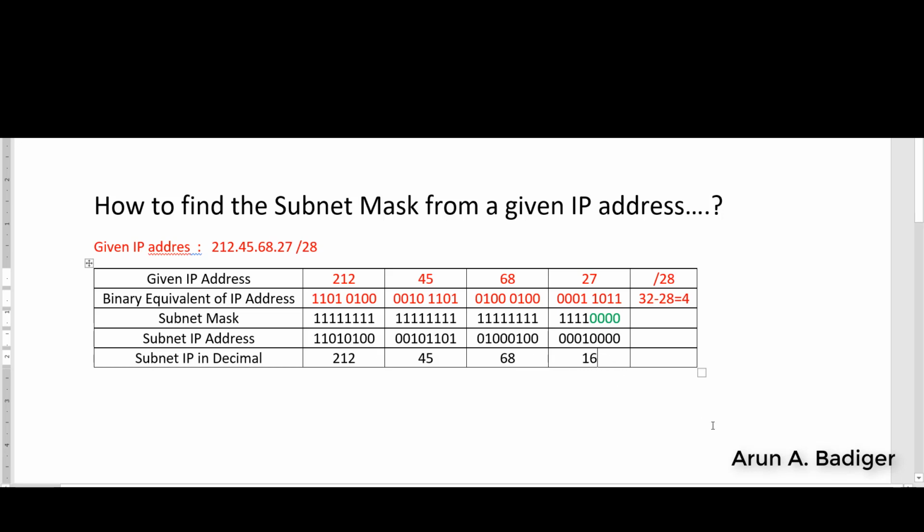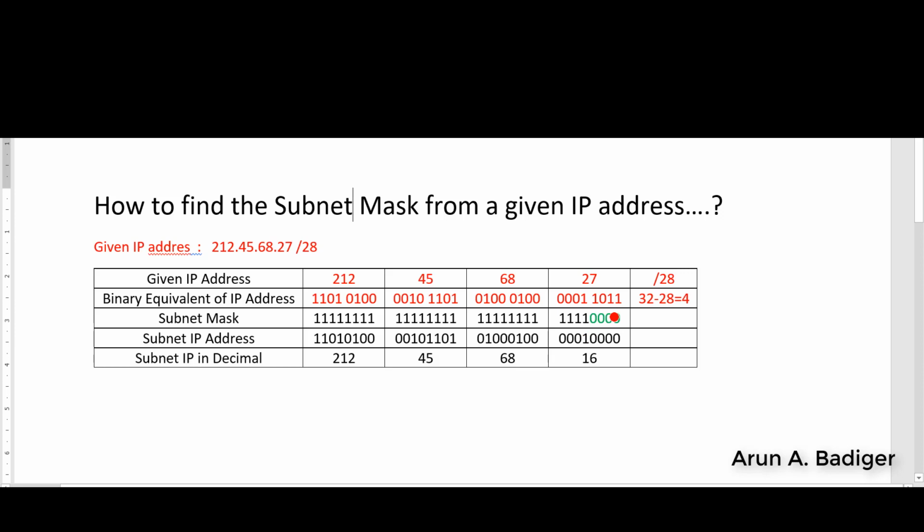So what I did, I had taken this IP address, then I wrote it in its binary equivalent format. Then I calculated a mask. The mask contains 28 bits. How did I come to know 28? Because it is /28. 28 bits ones, the remaining 4 bits zeros. So when I do the AND operation of this with this one, I will get a subnet IP address in the form of binary equivalent.